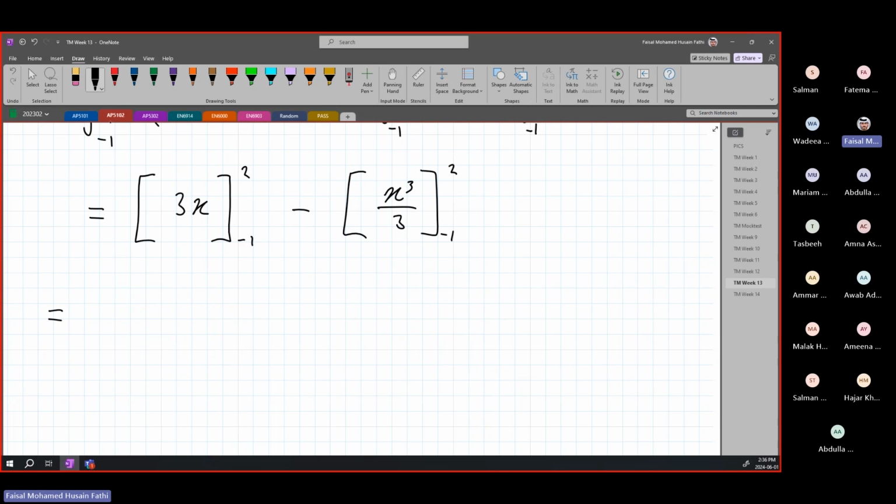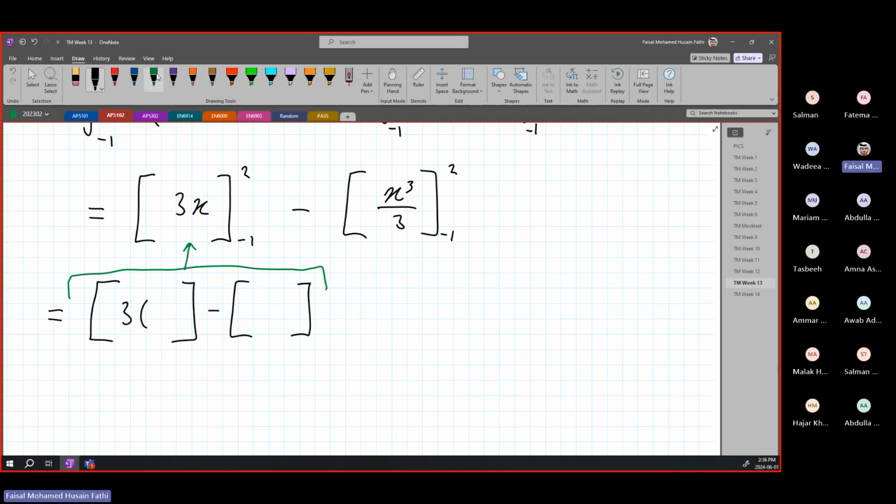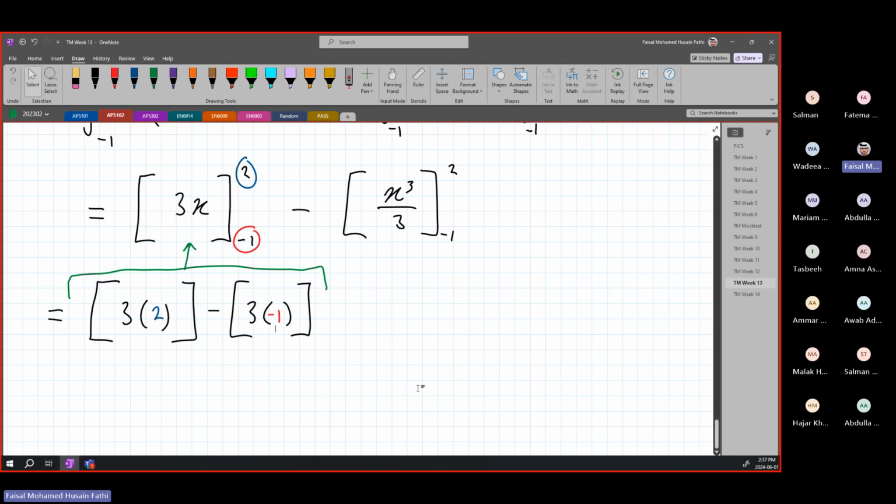So this will be equal to, again, we're going to put 2 brackets over here. All right? This is the first one, and this is the second one. This is for the first part, okay? So this over here is for our first part, which is going to be 3 times 2, all right? Minus 3 times x, which in this case is going to be the value of -1, okay? So this is the first part.